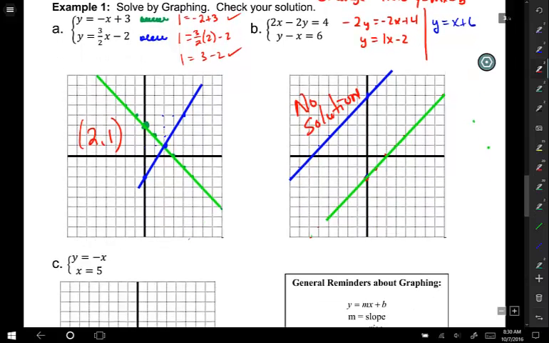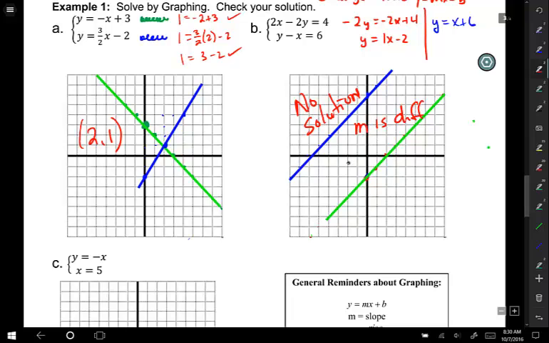And the reason why is the slope is different. Sorry, what am I saying? The slope is the same and the y-intercept is different. So look for those kind of situations. If you have the same slope but a different y-intercept, you're going to end up with no solution. So that's a possibility. Is that fairly rare? Yeah. Situation A is much more common.